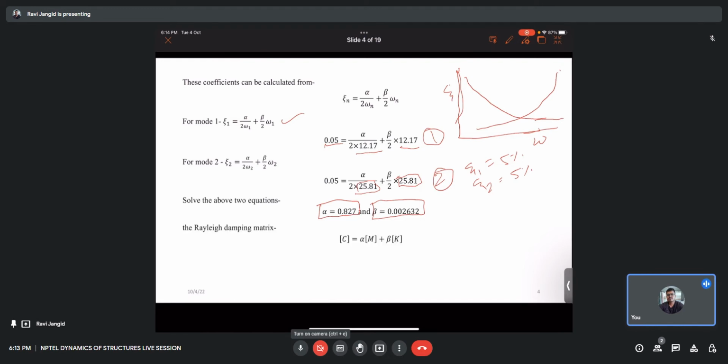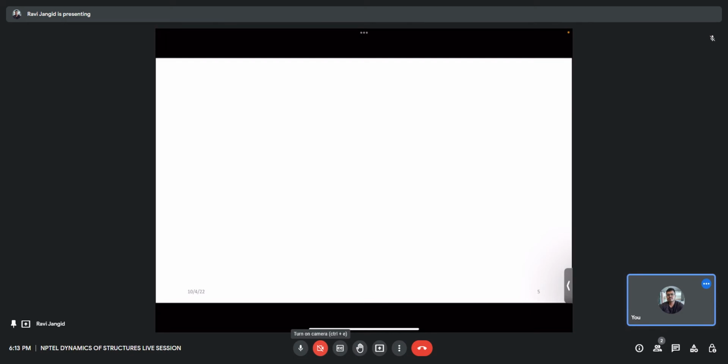Okay, so after getting alpha and beta, I will put these into the Rayleigh damping matrix equation. So now I have alpha, mass, beta and k. If I put the values, alpha is 0.827, this is my mass matrix, this is my beta value, and this is my k matrix, and that is the k dash value. And if I solve this equation further, I get the damping matrix as this one. This is also a symmetric damping matrix, in newton second per meter. So this is my part A.